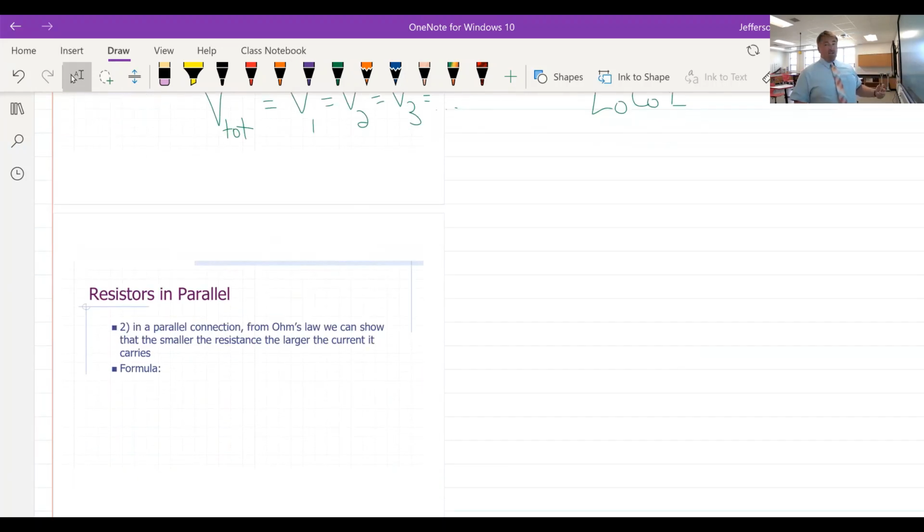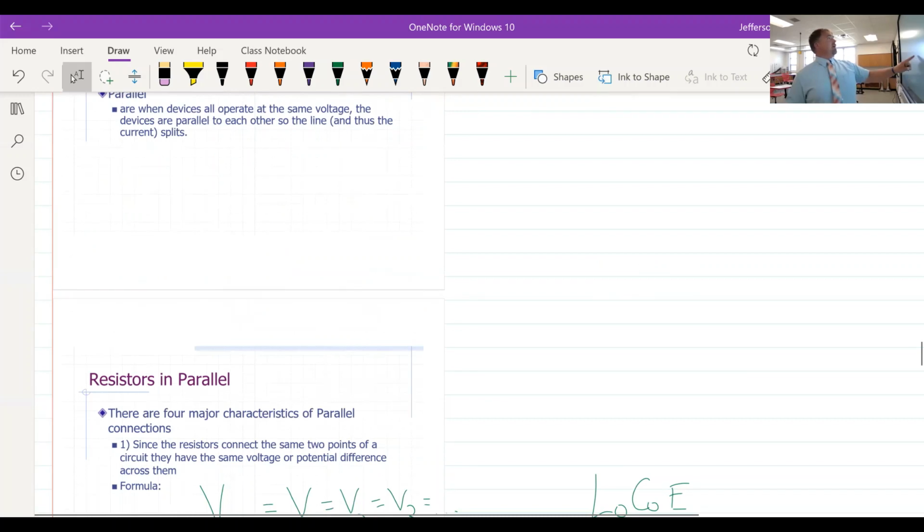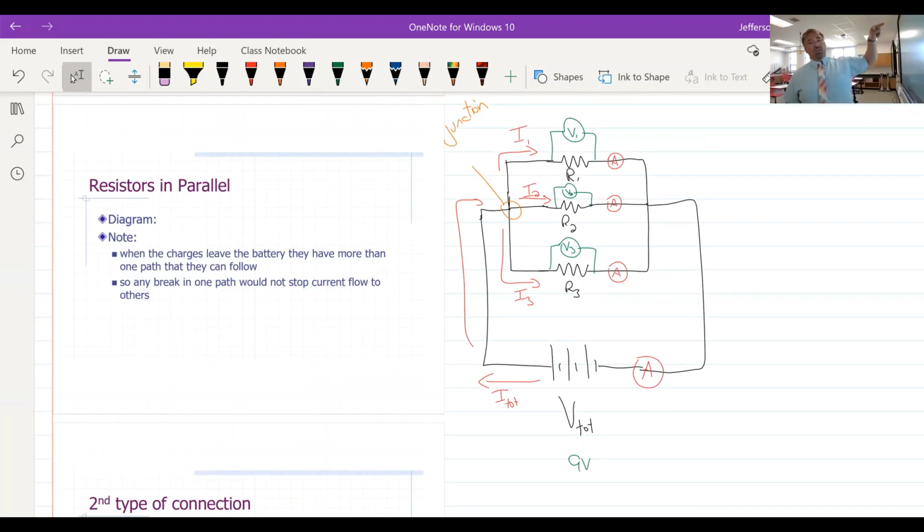Now, the second one is based off of Ohm's law again. And the fact that Ohm's law states that the amount of current is inversely proportional to the resistance. Okay? So the larger the resistance, the less current goes through. And so if we come up here and look back at our diagram, if R2 is bigger than R1, it will have less charges, less current going through it.